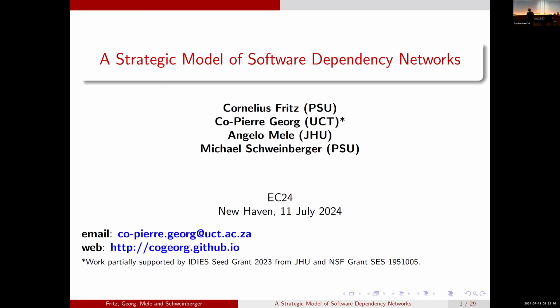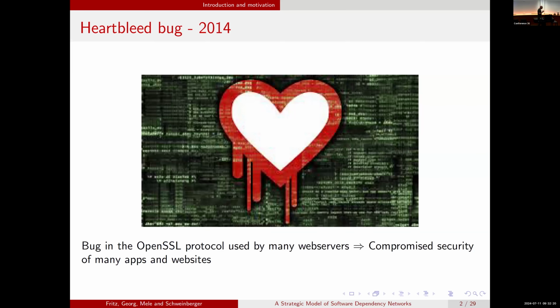The paper that I'm presenting is a strategic model of software dependency networks. The motivation for the paper really goes back to this idea of vulnerabilities in software networks. One particularly important example is the Heartbleed bug. It was a bug that affected the OpenSSL protocol, which underpins a lot of the crucial communication between any kind of computers on the internet. There was a small vulnerability in it that rendered all the web servers that used this software vulnerable themselves.